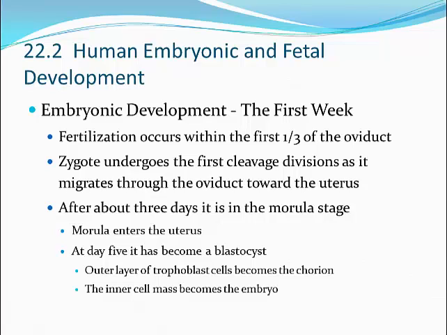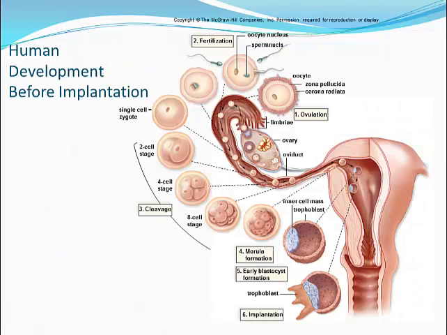At day 5, it has become a blastocyst. The blastocyst has a fluid-filled cavity, the outer layer or trophoblast, and an inner layer. The inner cell mass becomes the embryo, the place where the embryonic stem cells arise. The diagram shows the pathway of the egg traveling from the ovary through the oviduct and into the uterus. Along the way, you can see the cleavage, which again is division without growth, and also the implantation inside of the uterus.